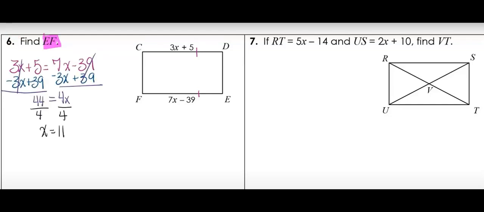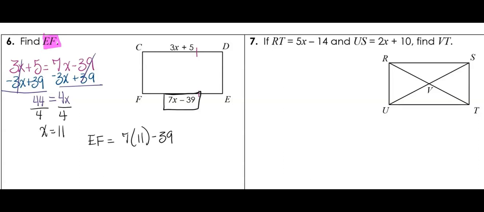We're going to get x equals 11. But the question is asking us to find what EF is. So we're going to plug 11 back into the expression for EF. So we're going to do 7 times 11 minus 39. You get your handy dandy calculator out, and that expression is going to equal 38. So EF will equal 38.